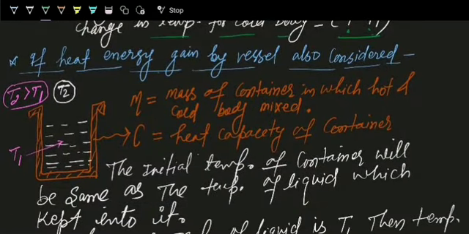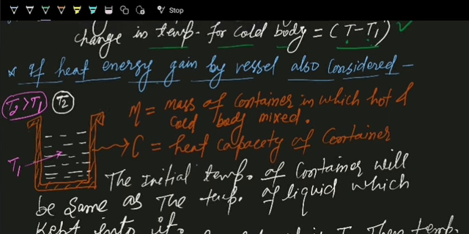Now there is one special case, when in the question they mention that the vessel in which we are mixing both the substances, like the metal ball and this liquid, also gains heat. Suppose in the question they say we have to consider the heat gained by that container also. In that case we have to use another formula. Let's consider M as the mass of the container in which we are mixing the hot and cold body, and C is the specific heat capacity of the container.